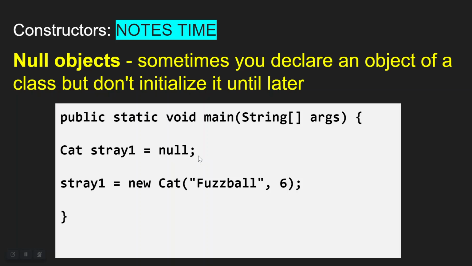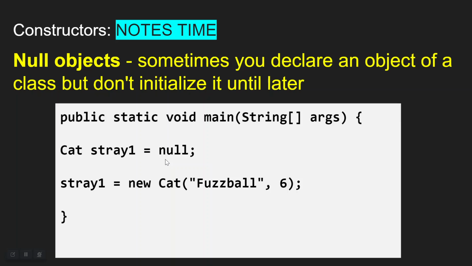So this would be, let's say you pick up a stray cat, and again, you know absolutely nothing about it. But you know you have a stray. So one option that you have is to go ahead and set it equal to a null value, which means you're reserving memory space in Java, but you're not actually putting any information in there. You're just basically reserving an area in memory for this particular object. So stray1 would point to this area in Java memory.